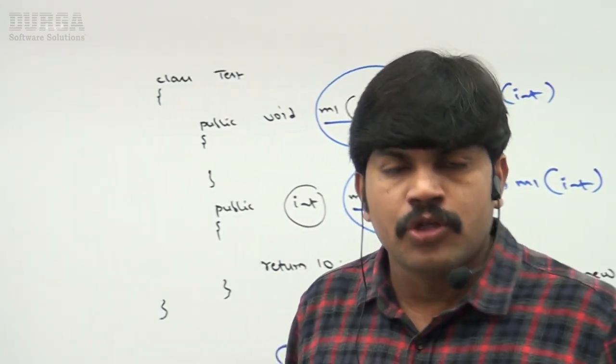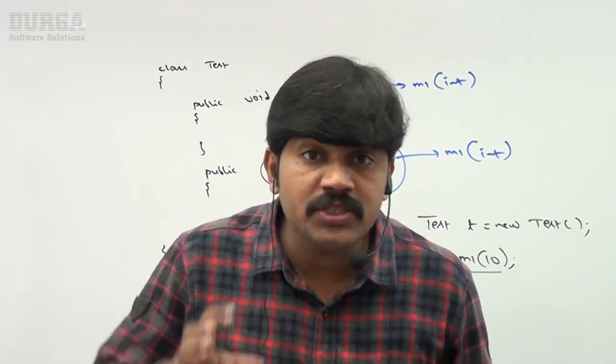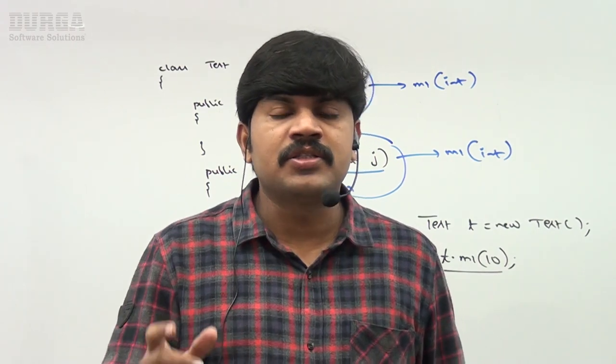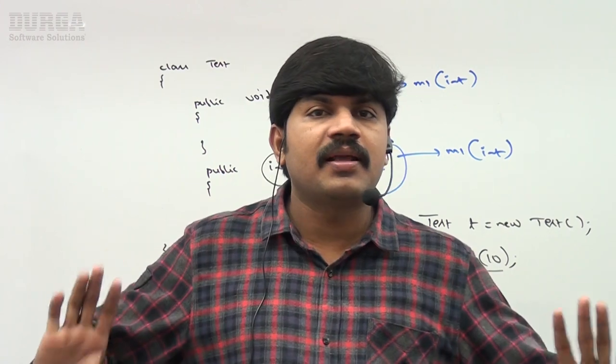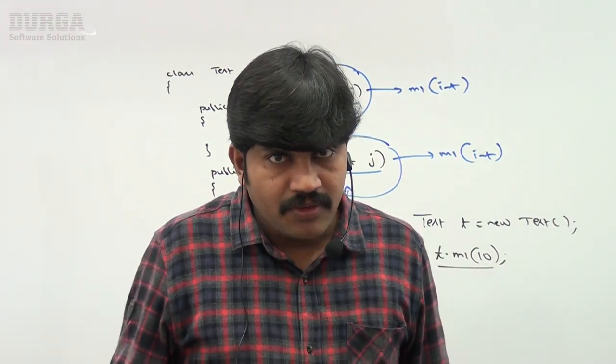So these are the important loopholes you should be aware of. What is a method signature? Next, who is going to use the method signature? Next, within the same class, if two methods have the same signature, what will happen? Immediately we get a compile-time error. Clear for you? Okay, that's all.